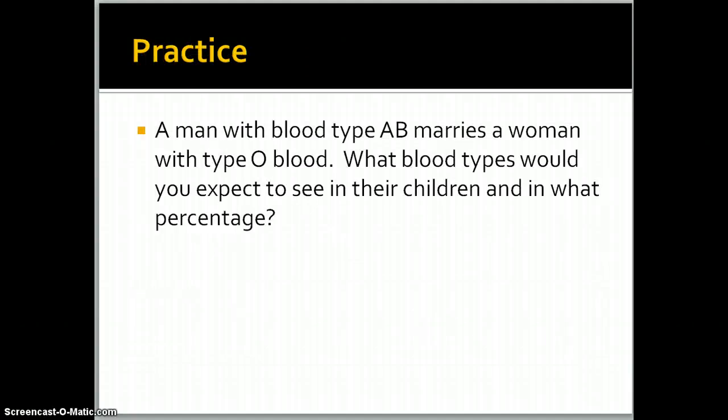Okay, let's do a practice problem. In this practice problem, a man with blood type AB marries a woman with type O blood. What blood type would you expect to see in their children and in what percentage? So pause the video for a second and answer this question.